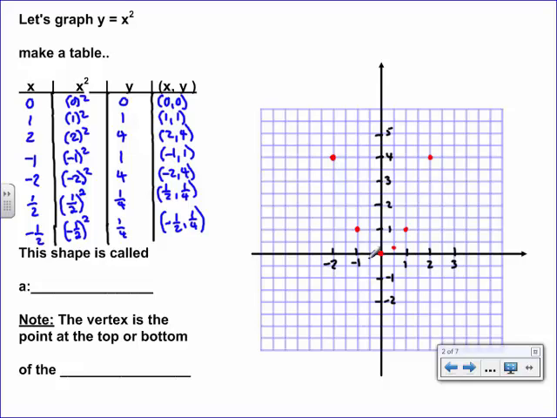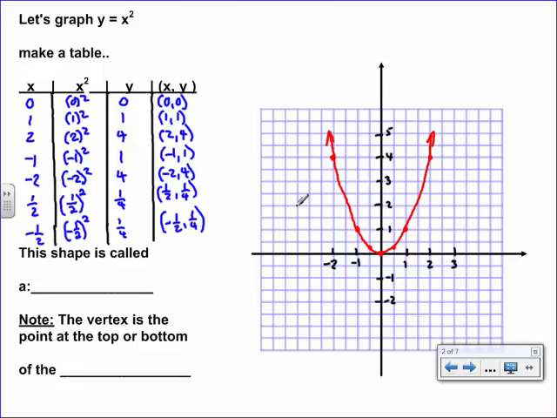And negative 1/2, 1/4. Now we could use smaller fractions too, but the point to be made here is it forms a smooth curve or bowl at the bottom, then rises steeply. So this is the basic shape of a quadratic function, one that has an x squared.